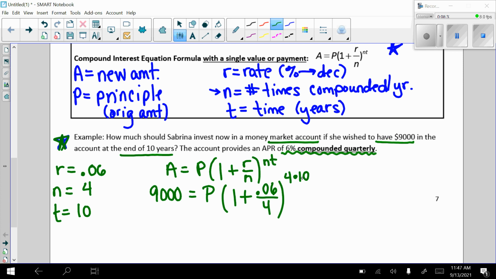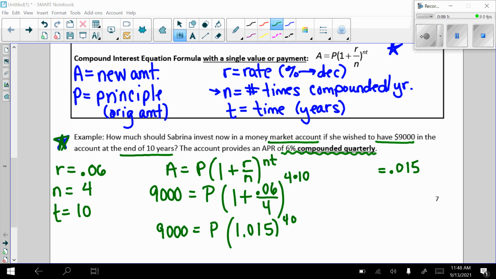You can clean this up a bit. Okay, first of all, nothing happens to the 9,000. Nothing happens to the P. In this case, we actually can do 0.06 divided by 4 and get a nice number. It's actually going to be 0.015. If that number did not come out exact, I would require that you put it in the calculator like this. But because it does, what we really have is 1 plus 0.015 is 1.015 to the 40th power.